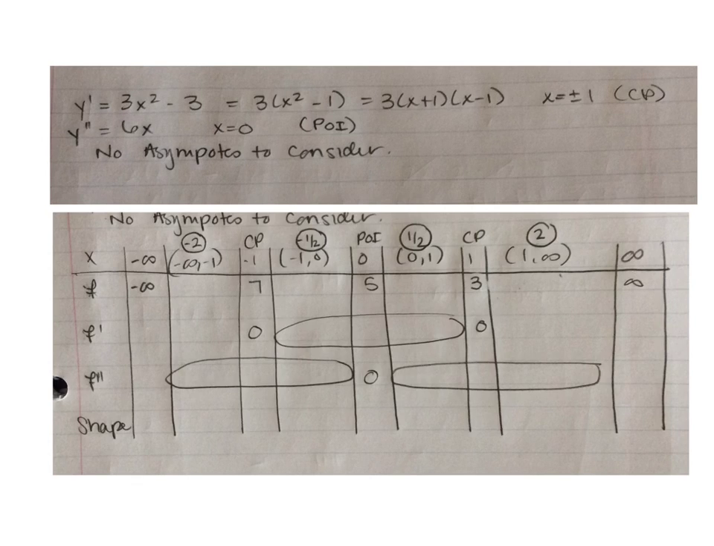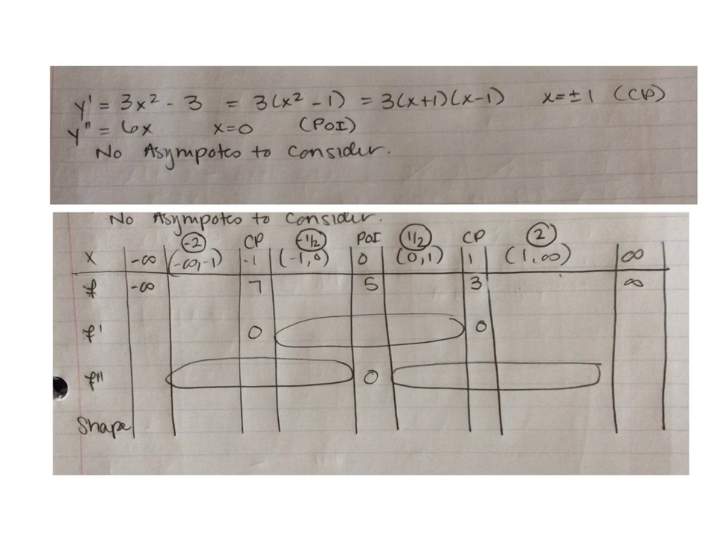Okay, so here is the table as promised. Notice that I have very carefully articulated some things on here. I articulated the points on the intervals that I want to consider, so the easy ones. I also articulated which ones were POI and which one was a CP. I included the end behavior on F.